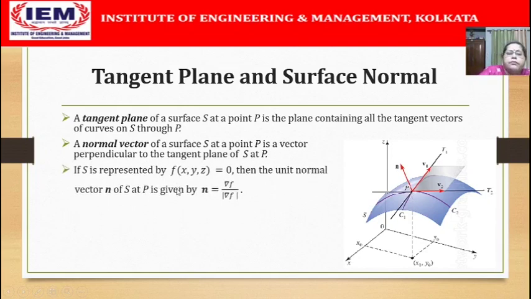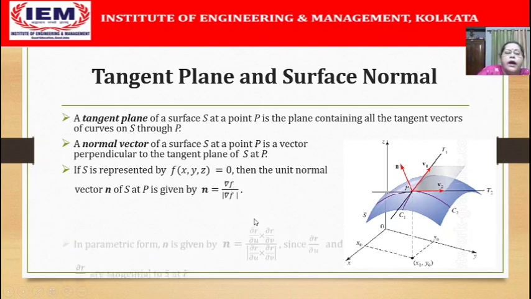And how can we represent this normal vector? Say that if the surface is represented as f of x, y, z equal to 0, we know that gradient f, or grad f, represents a normal vector to the surface. And therefore the unit normal vector may be represented by grad f divided by mod grad f.